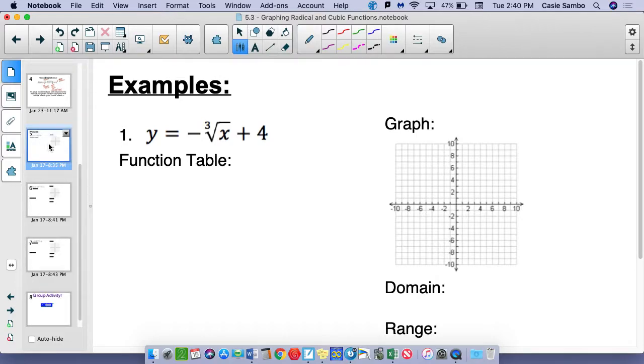For this example, we're going to describe it. So that negative gives us a reflection over the x-axis. And there's a spot on your notes for describe. And then this plus 4 tells us that we're going up 4.